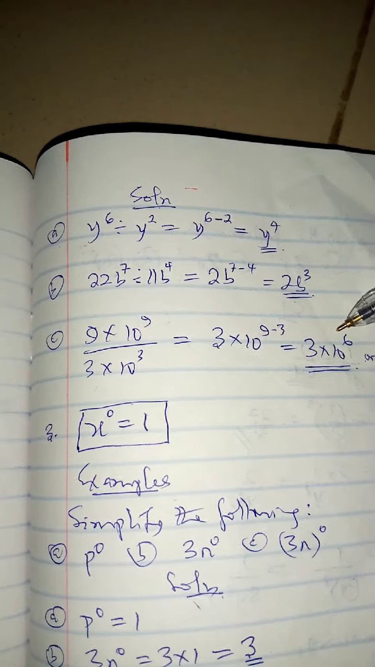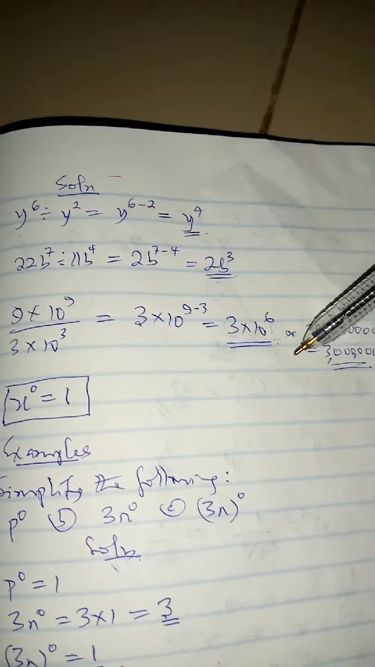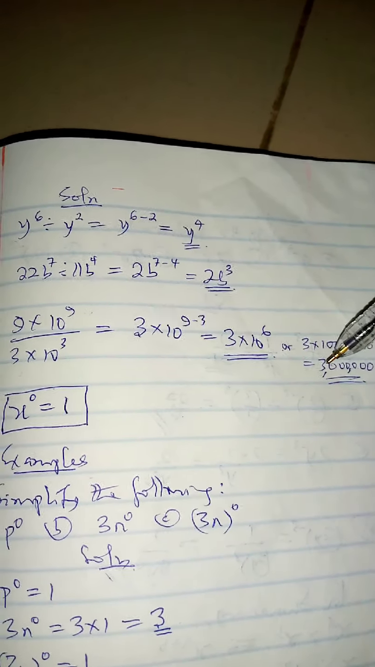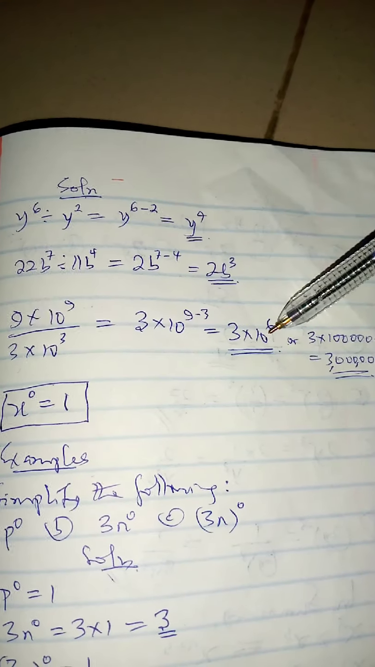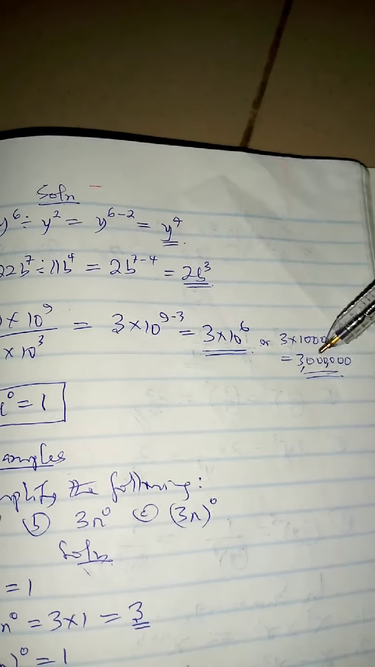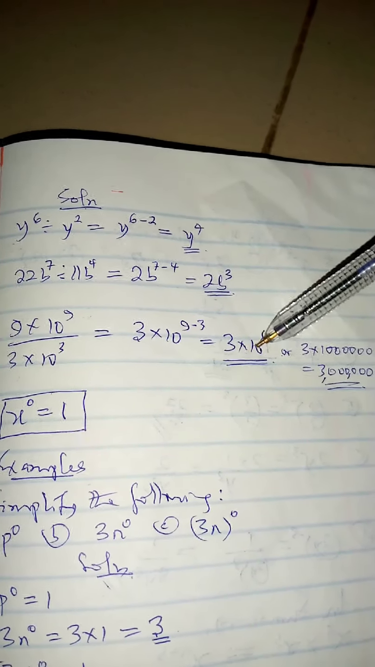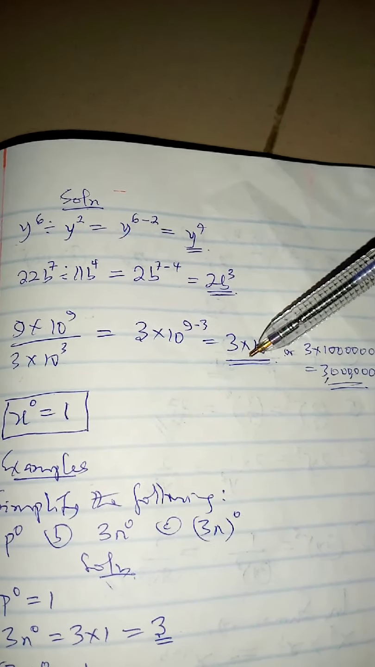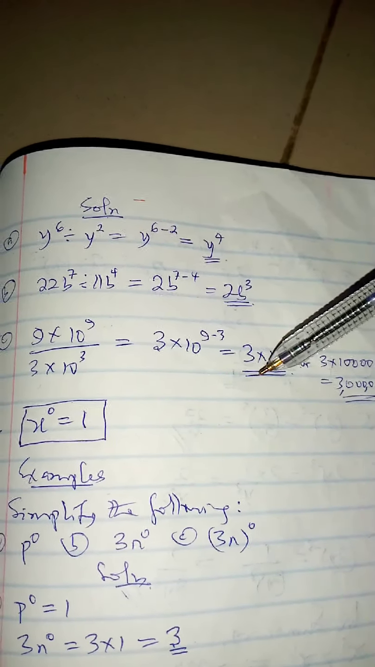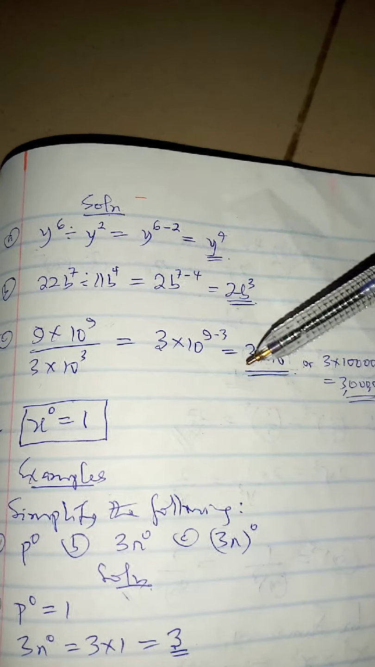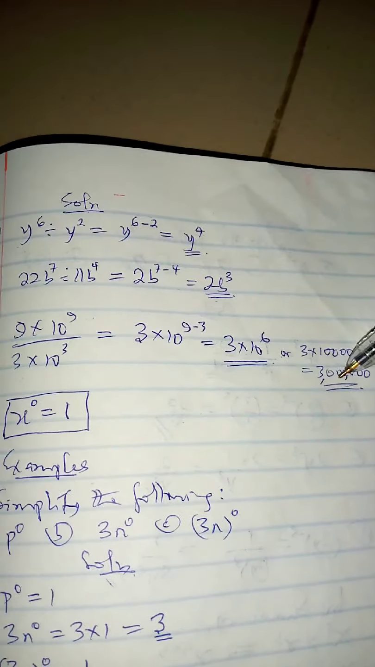10 raised to power 6 is 1 million. When you use it to multiply 3, it gives you 3 million. So you write your answer as 3 times 10 raised to power 6, or you express it as 3 million. And this 3 times 10 raised to power 6 is not the same thing as 30 raised to power 6. No. 30 raised to power 6 is not 3 million. So leave your answer as 3 times 10 raised to power 6, or you write 3 million.